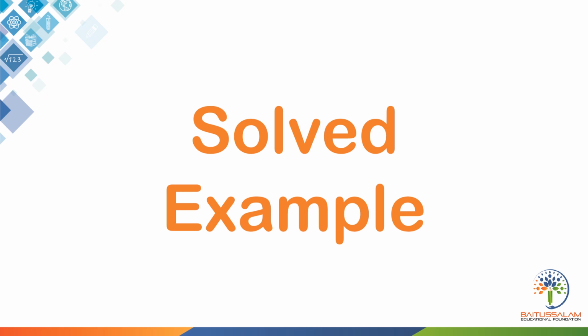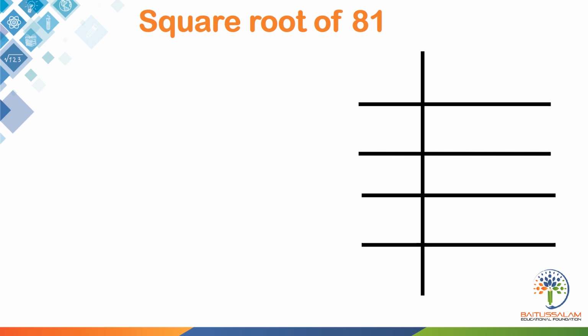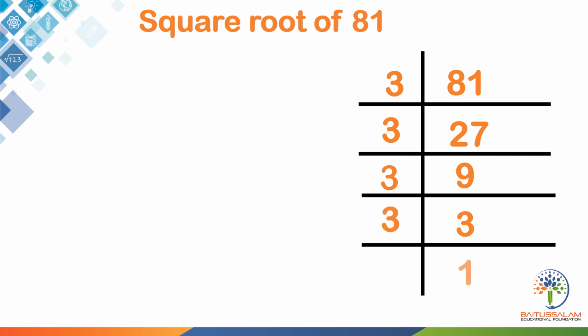Solved example. Let's find the square root of 81. First of all, the table is drawn and the number 81 is listed, which is divisible by 3. As a result, 27 is left, which is again divided by 3. Then we are left with 9. 9 is again divisible by 3, so we are left with 3. Then the number 3 is again divisible by 3, and here it ends.